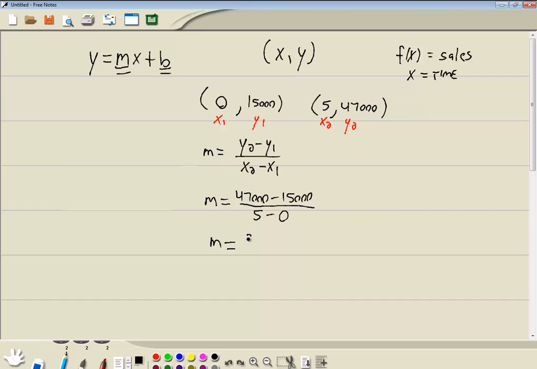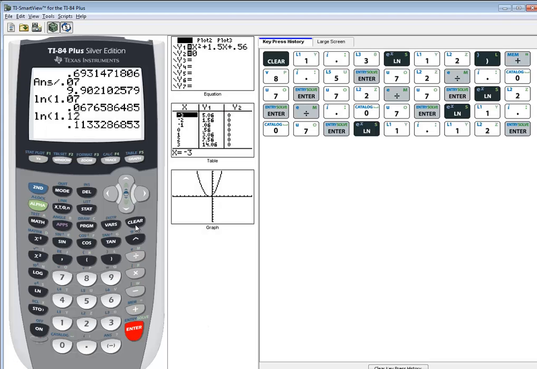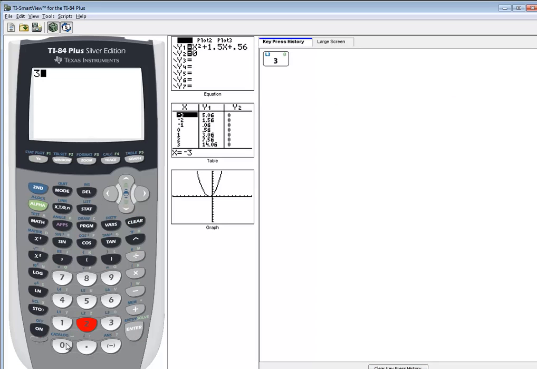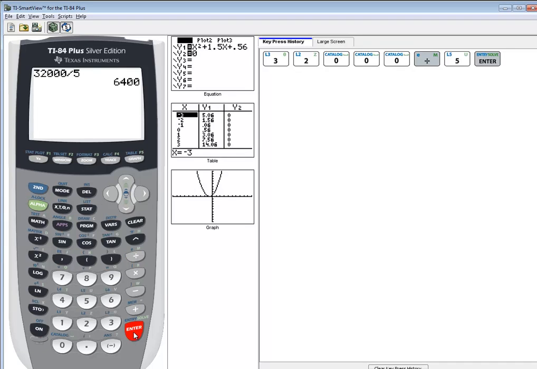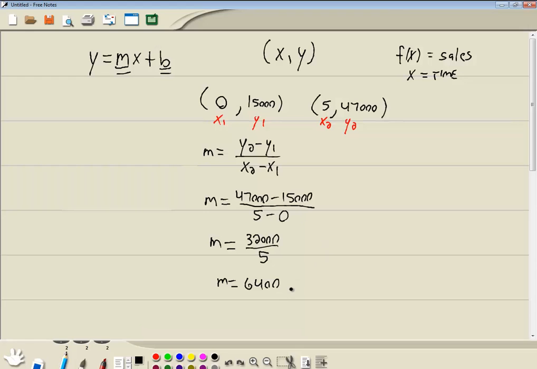Is that 32,000? Divided by 5 minus 0 is 5. 6,400? Let me check that. 32,000 divided by 5. Sometimes my basic math is off. Yeah, 6,400. So that's our m. Well, now we need to find b. And this right here should probably tell you something, but if you don't see it, then we go through our steps.